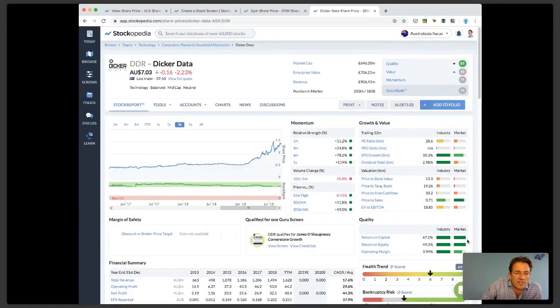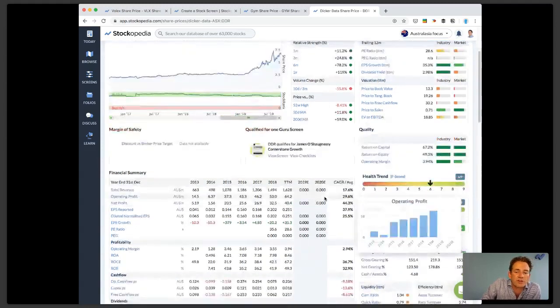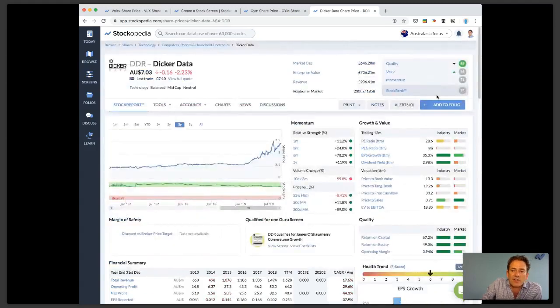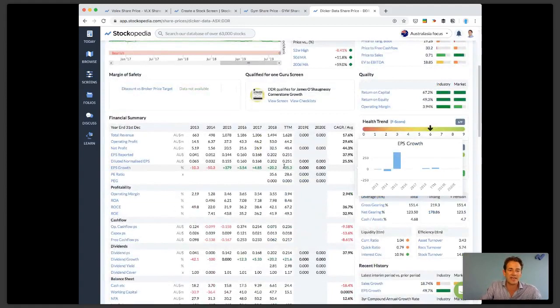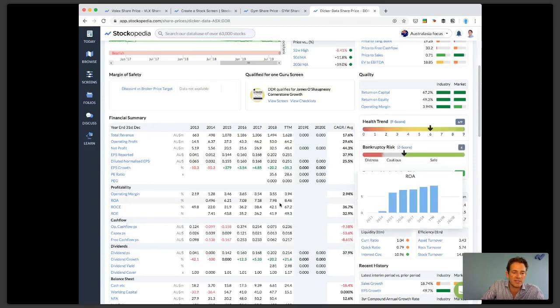Very, very high quality share in terms of its plain vanilla metrics. And again, no red flags to talk of, and it qualifies for O'Shaughnessy's cornerstone growth metric. So in this scenario, I've got no broker data to go on. I would have to go on the historic data, and it's had a pretty good track record the last couple of years of growing earnings. So that's pretty positive.